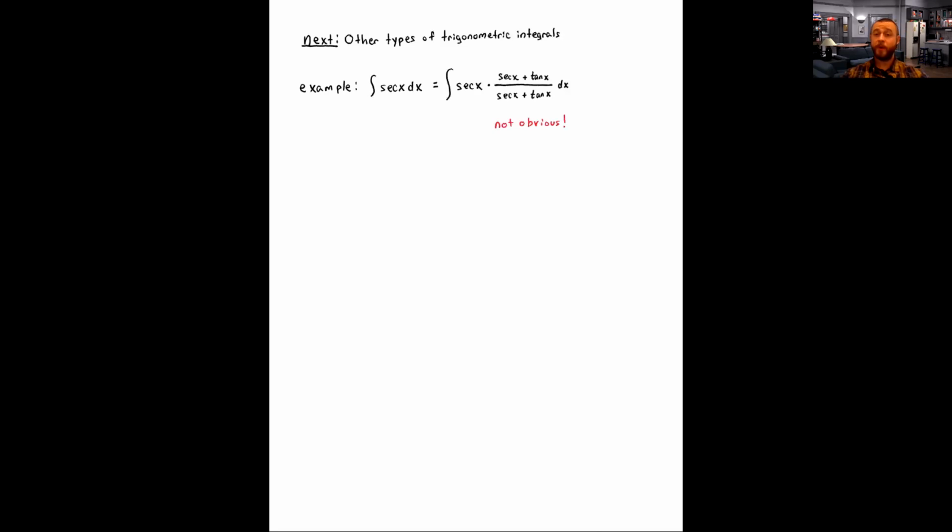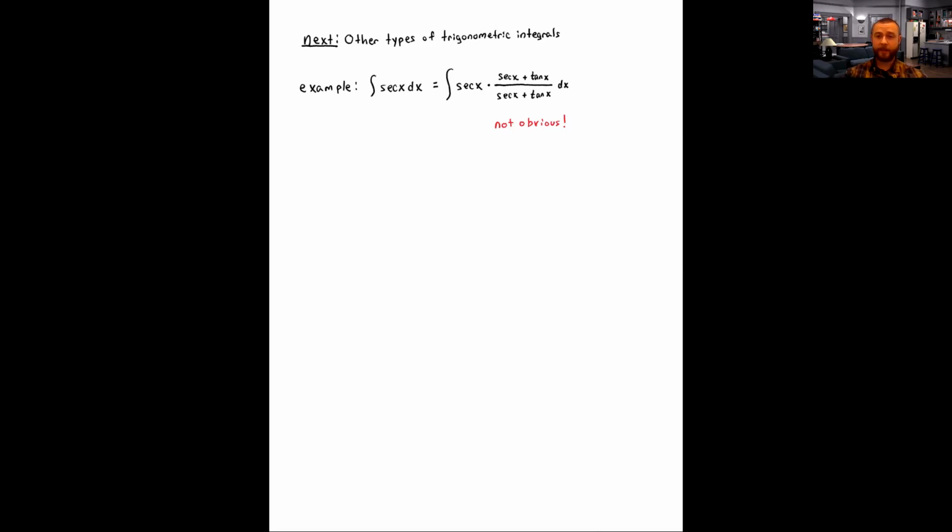What we do is we multiply by 1. It's a well-chosen one, something divided by itself. What we multiply and divide by is secant x plus tangent x. And that is definitely not obvious, but it works. Now, again, maybe you have already encountered the antiderivative for secant. Maybe you've never encountered it. We're going to need it for some of these oddball examples in this lecture.